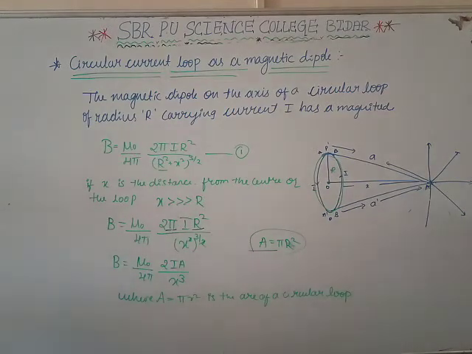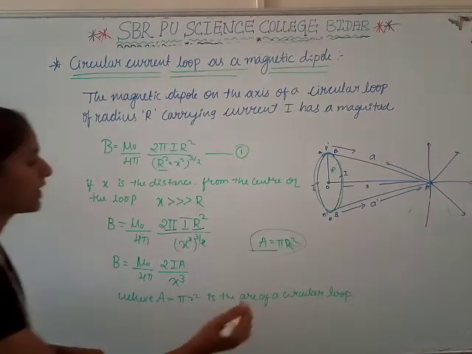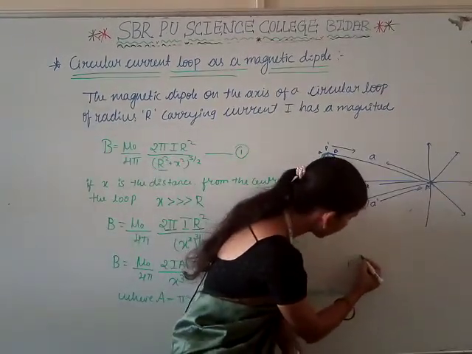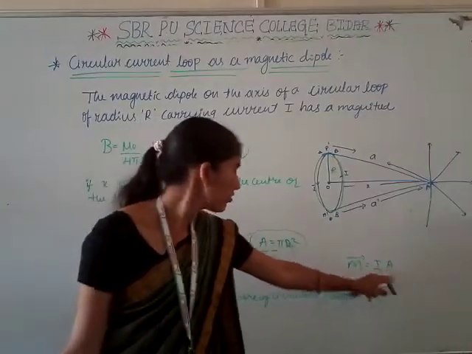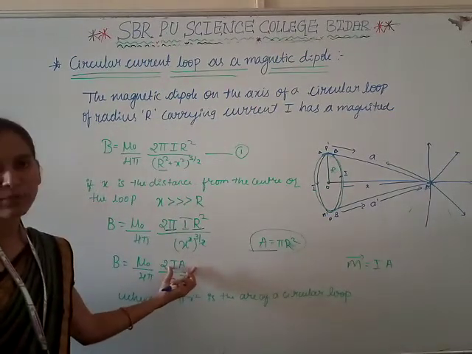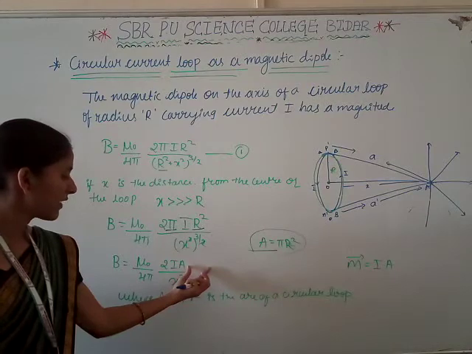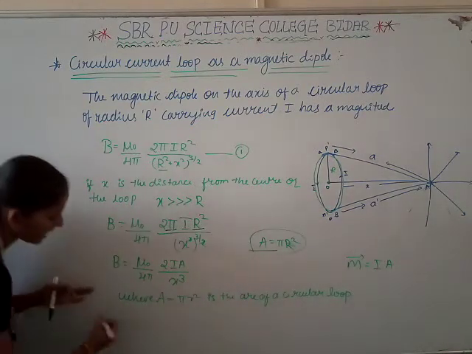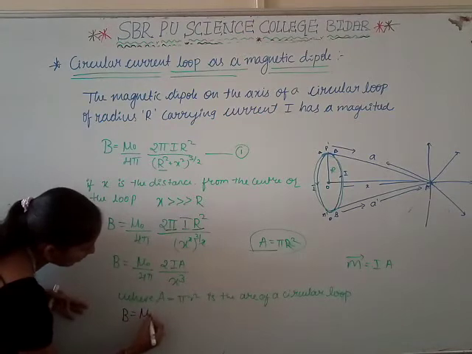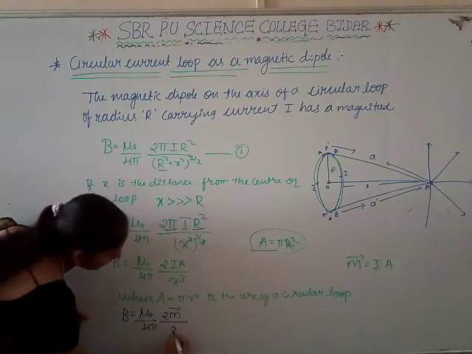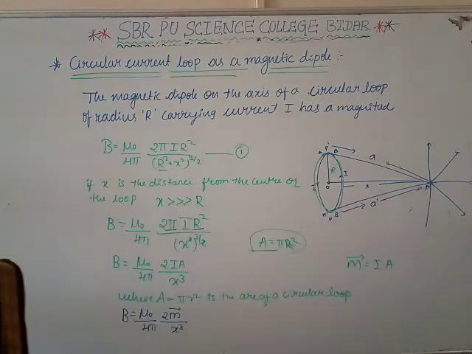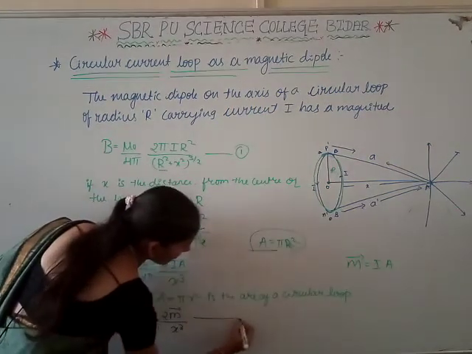Before this derivation we studied the magnetic dipole moment of a current loop, in which we have the expression vector m is equal to the product of current and area vector, that is I into a. This is written as B is equal to mu naught divided by 4 pi, 2 into vector m divided by x cube. Consider this as equation 2.